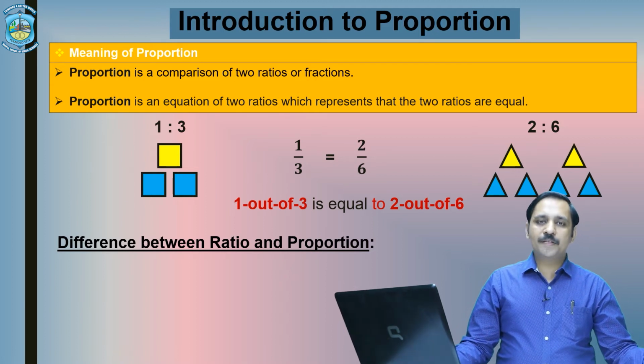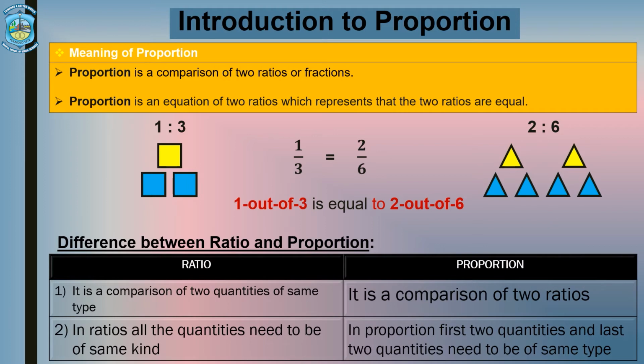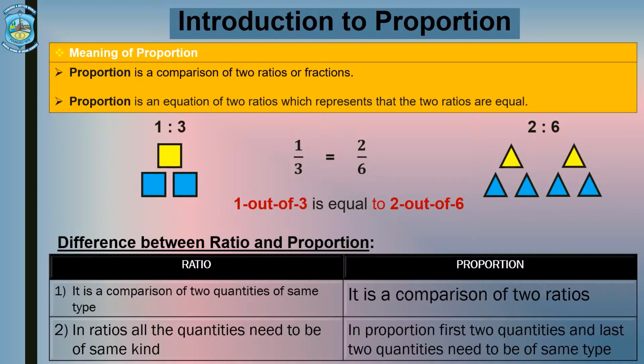Now let us look at the difference between ratios and proportions. A ratio is a comparison of two quantities of same type, and proportion is a comparison of two ratios. Here in proportions we compare two ratios, not just normal quantities. The second point of difference is that in ratios all the quantities need to be of same kind, but in proportion, as we have seen in the above example, there is no need for same kind of values. Only first two quantities are to be of same type and the last two quantities need to be of the same type.